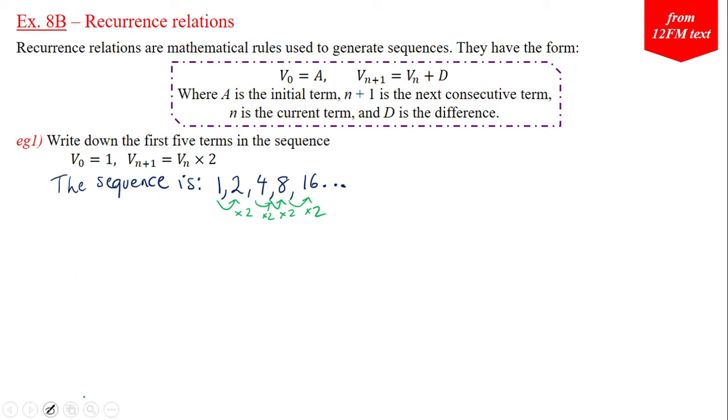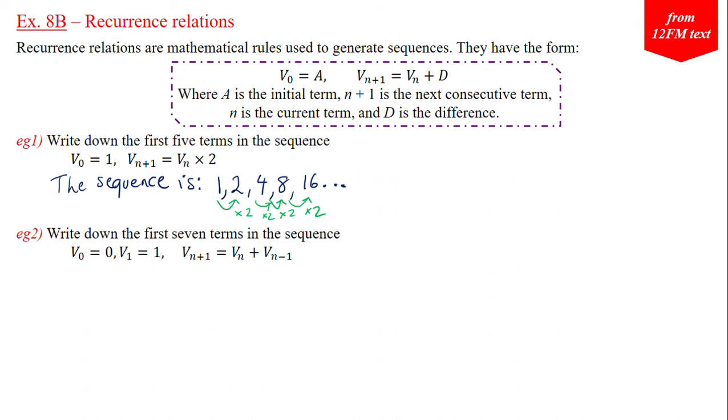Let's try it with a slightly trickier example. This is trickier than any of those in your textbook, but it's a really good example of sequences. We're going to write down the first 7 terms in this sequence. Here we've got V0, the initial value, is 0, and V1, the first value after the initial, is 1. With the rule, Vn plus 1, the next value, equals Vn, the current value, plus Vn minus 1, the previous value. So the next value is given by the current value plus the one that preceded it.